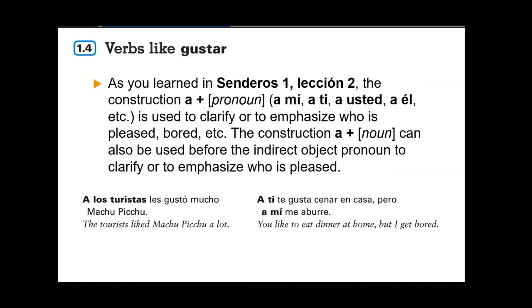All right, and this one is just a little extra. As you learned in Senderos 1, lesson 2, a plus a pronoun or a plus a noun is used to emphasize who is pleased. A los turistas, so here's a plus your noun. A ti, that's a plus a pronoun. Okay, so that's just used for emphasis.